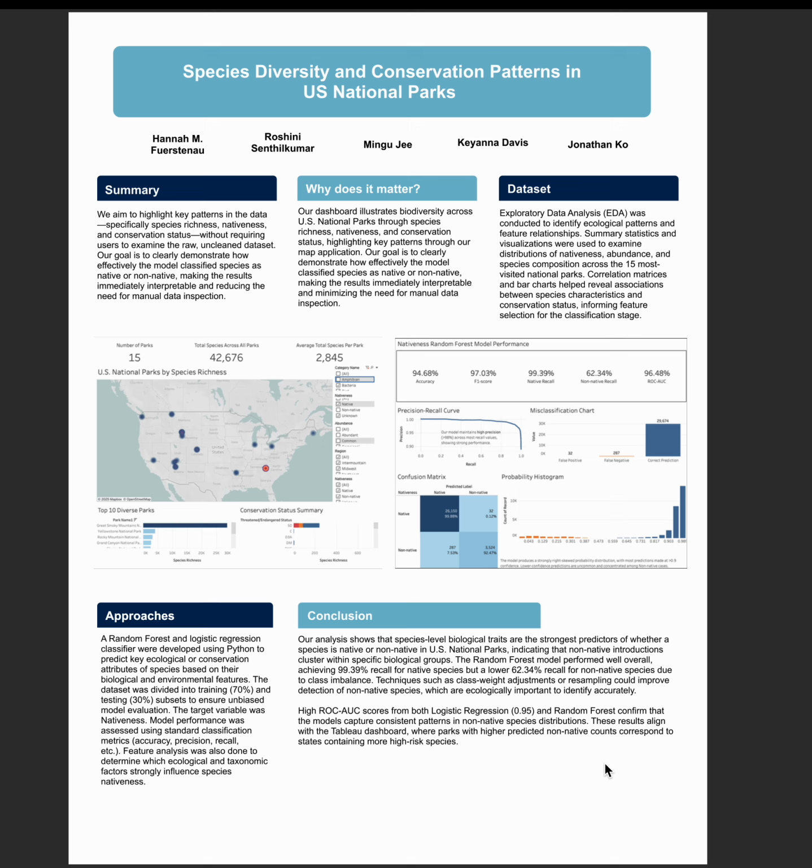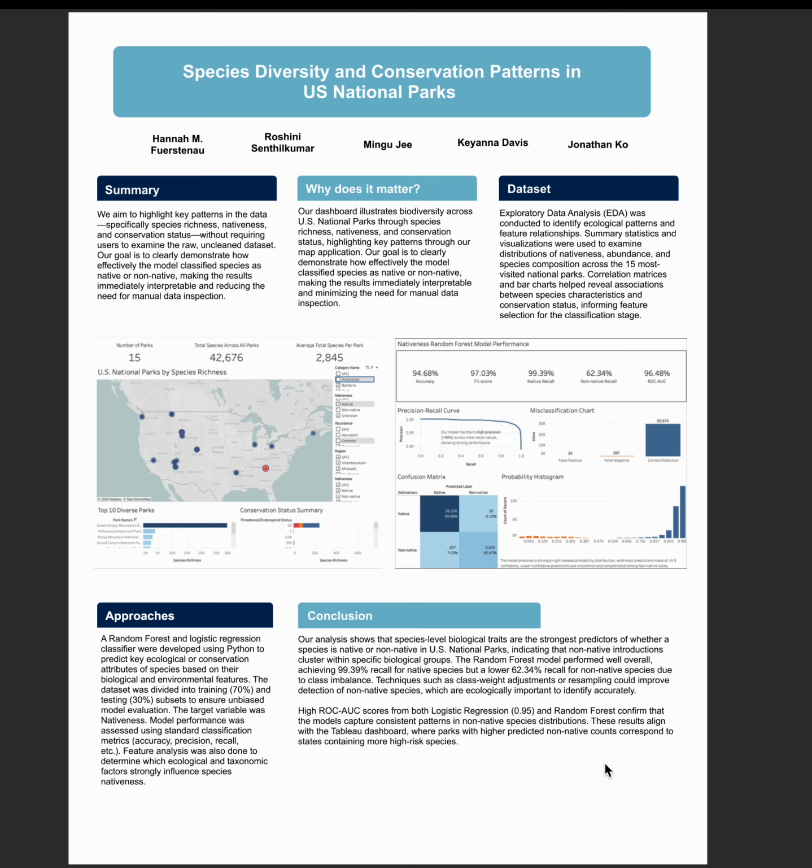Davis, and I'm presenting my project on species diversity and conservation patterns in U.S. national parks. The problem we address is that biodiversity data is large, complex, and difficult for researchers, policymakers, or the public to interpret. Yet, understanding which parks have high species richness or high invasion risk is essential for conservation.